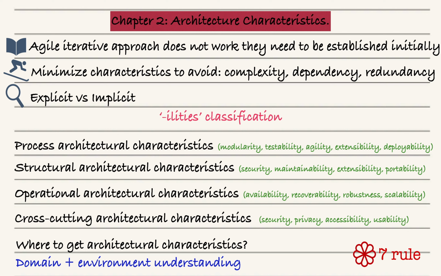Finally, a useful recommendation is to choose no more than 7 characteristics. This advice stems from research indicating that people struggle to remember more than this number. By focusing on a manageable set of key characteristics, you ensure clarity and effectiveness in your architectural planning.